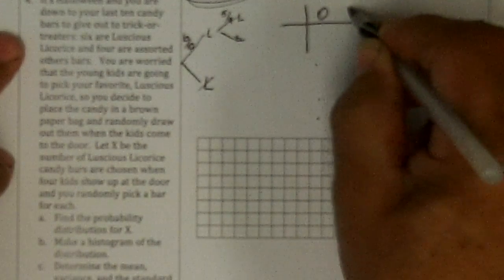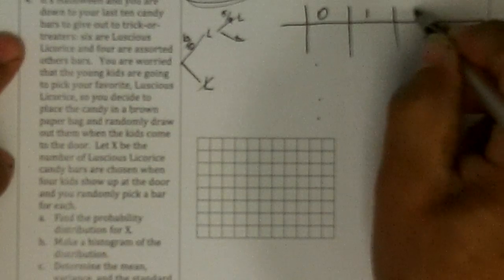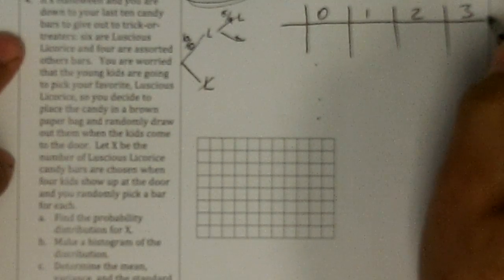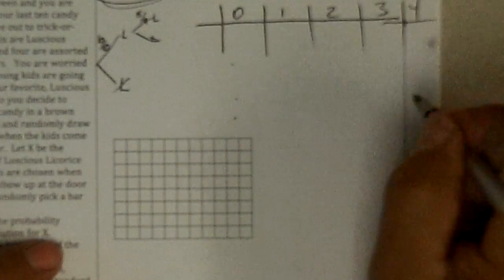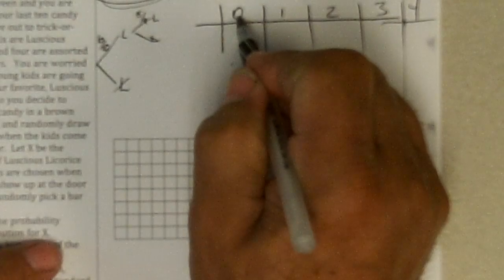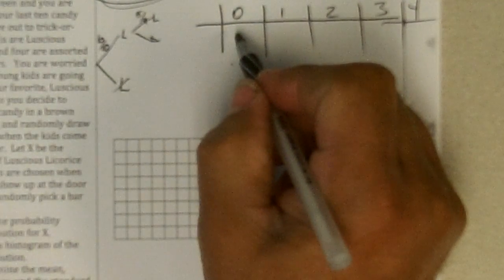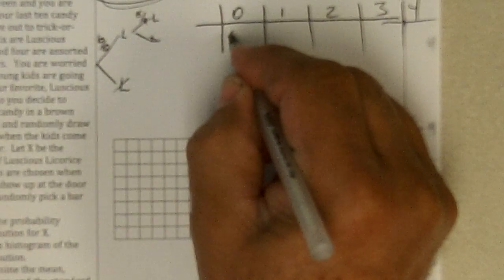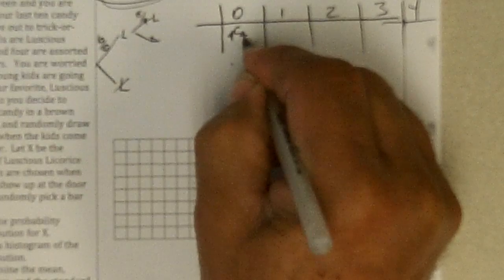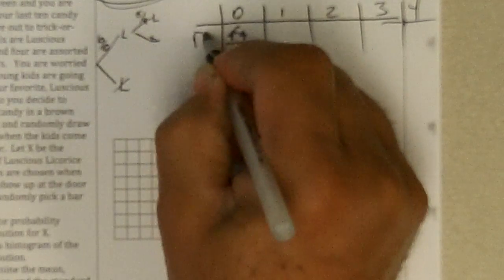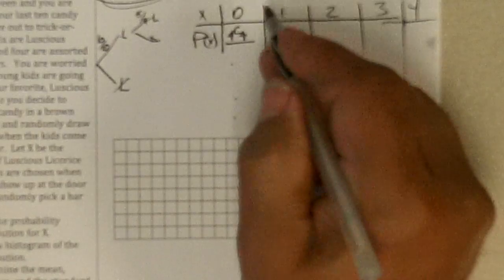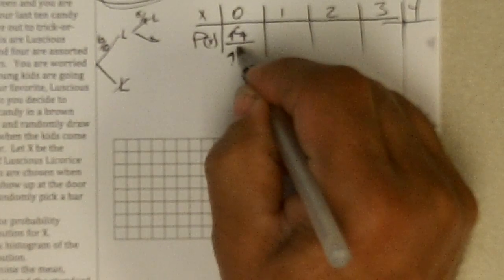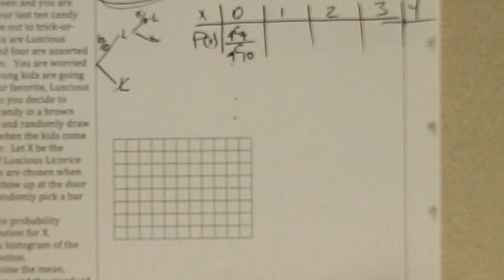They might choose none, 1, 2, 3, and 4. It's going to go off, but I'm going to move that over. Hopefully you can see that. If I'm going to choose no luscious licorice, then I have to choose 4, because there's 4 that we're going to pick out of there. 4 from the 4 that are not luscious licorice, I have to choose 4. And I need a probability of this outcome, and that would be out of choosing 4 out of the 10. And that would give me the probability of choosing none.